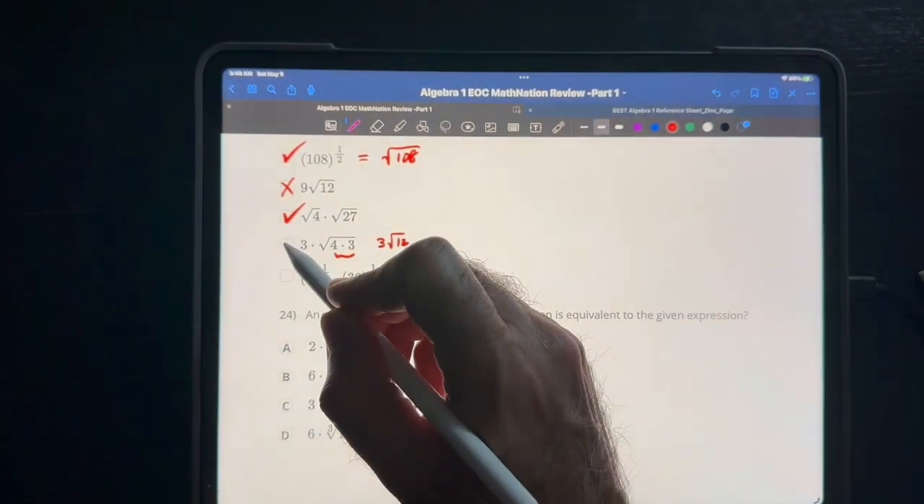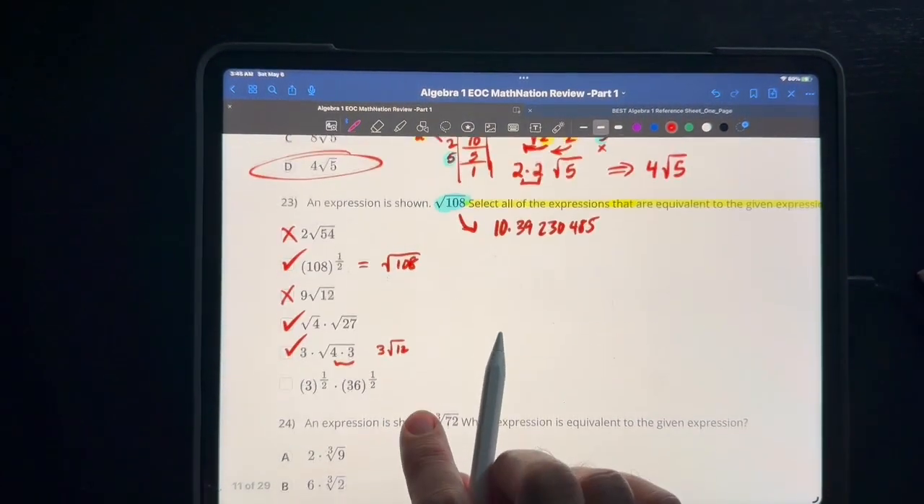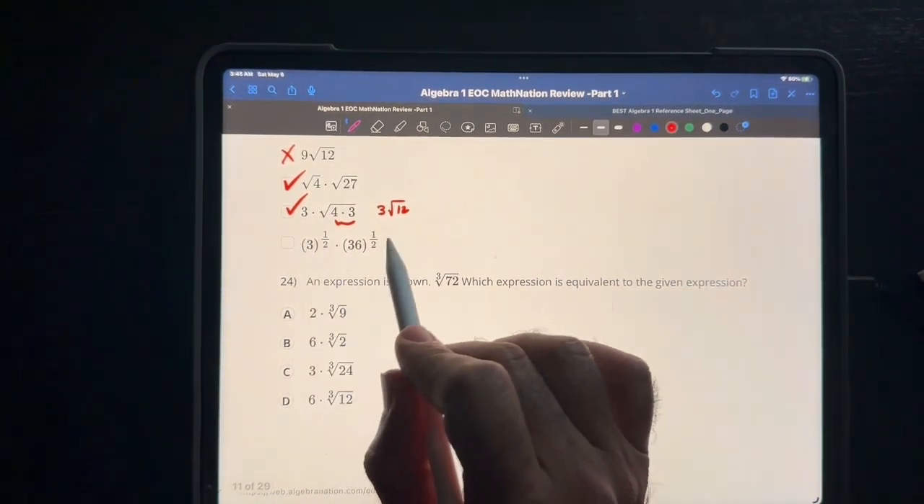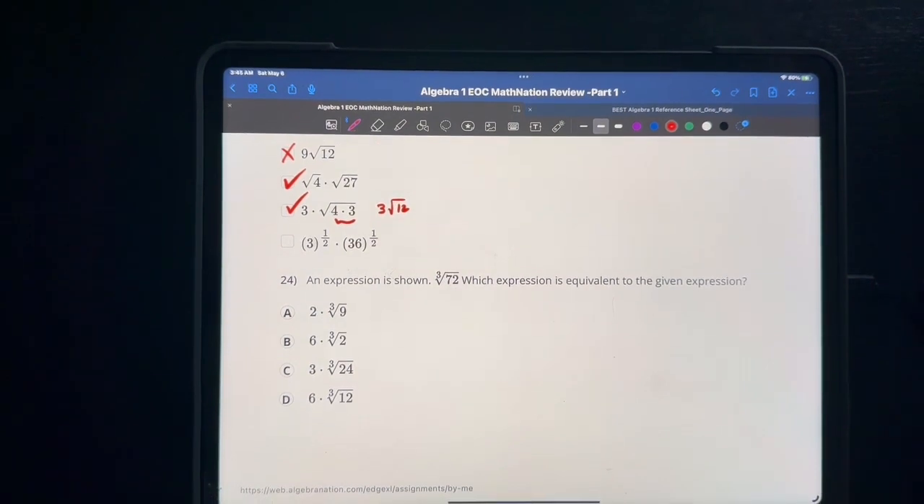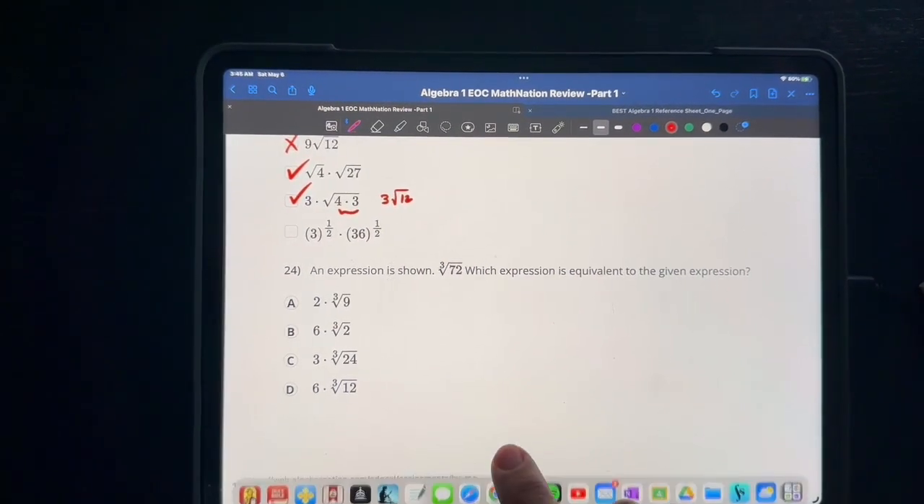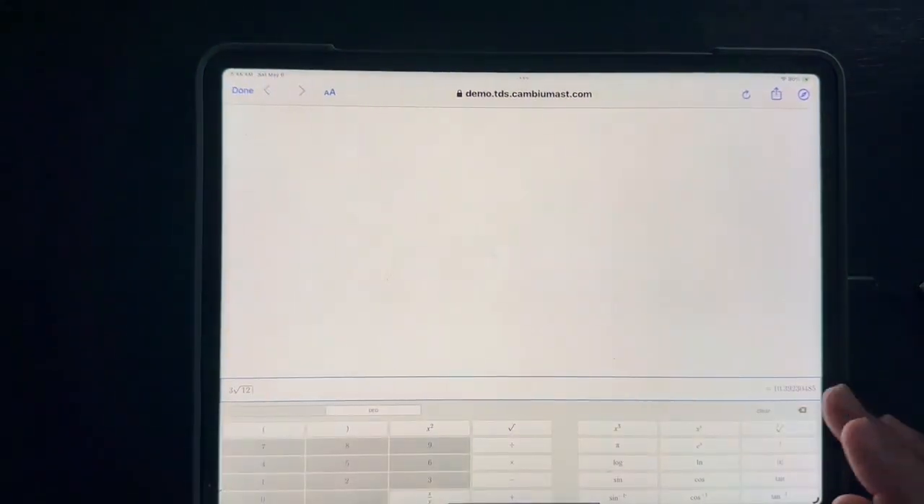So we are going to check that one. And then finally, we'll check this last one. So far we have 3 checks. Let's check the last one. But you can see putting this stuff in the online calculator is just way, way easier than using that physical calculator that they're going to give you. Remember, you will have access to this calculator on the test.